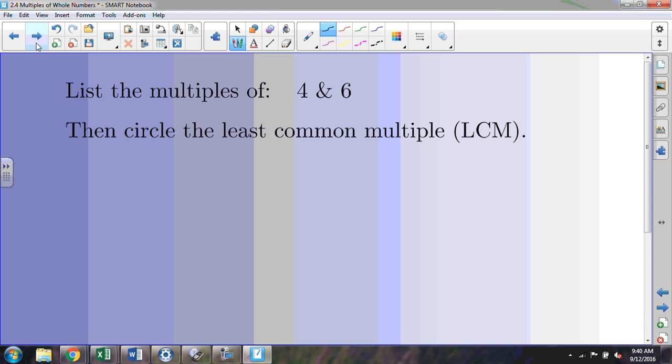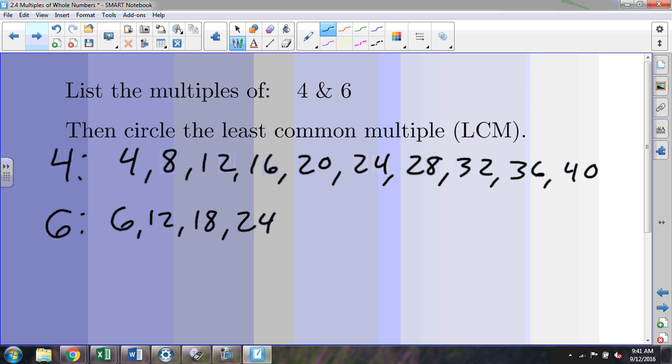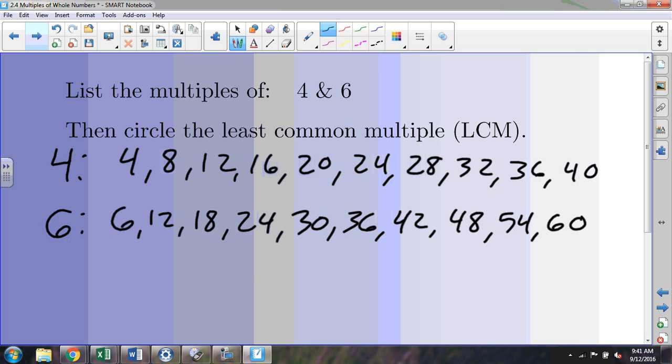Well, we've been creating these lists so that we could find the least common multiple. So we'll start off and say, list out the multiples of 4. Well, we already did these. 4, 8, 12, 16, 20, 24, 28, 32, 36, and 40. Those were the first 10. And if I go through and do the first 10 for the number 6 as well, we already had these, so that's one of the reasons why we can go through them so quick. Alright, we've got our list of multiples.